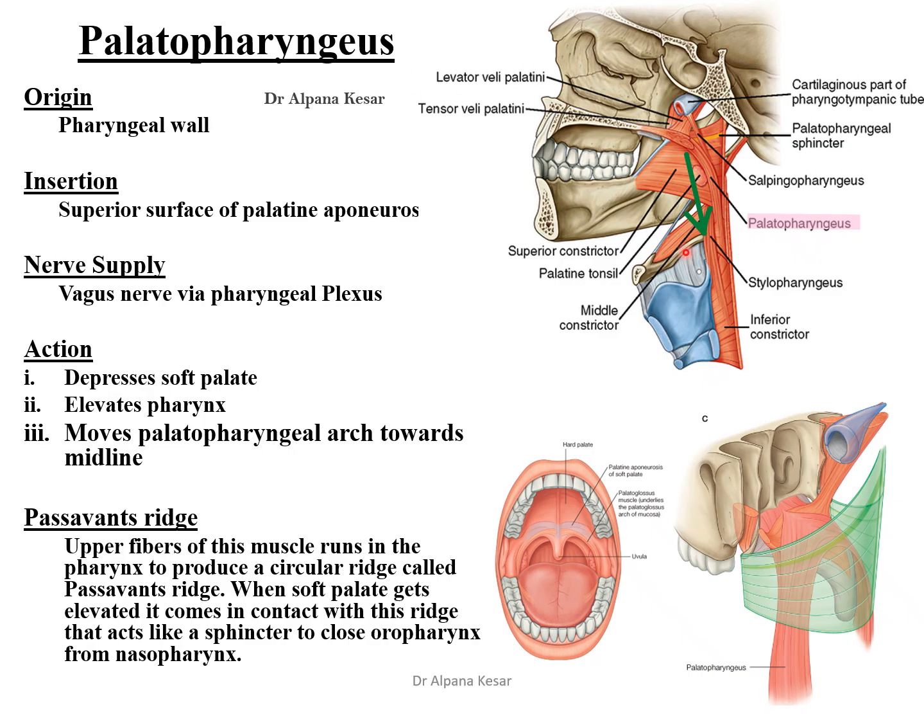Palatopharyngeus muscle. This is palatopharyngeus. It takes origin from the pharyngeal wall and gets inserted on the superior surface of soft palate. It helps to depress the soft palate, elevate the pharynx, and move the palatopharyngeal arch towards the midline. The nerve supply of palatopharyngeus is vagus nerve via pharyngeal plexus.